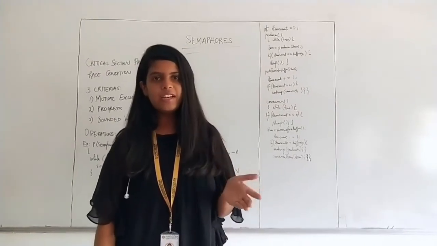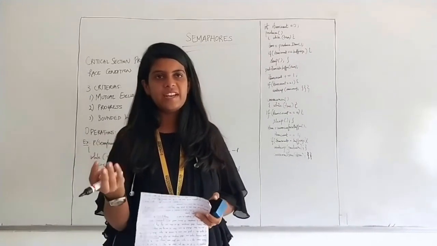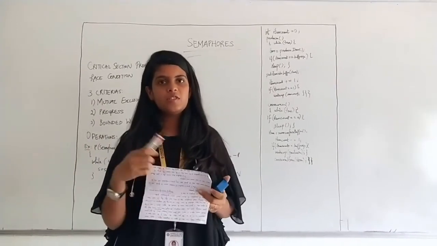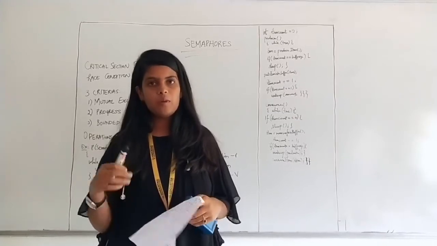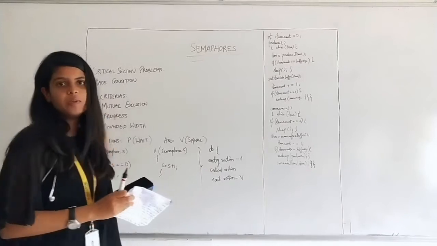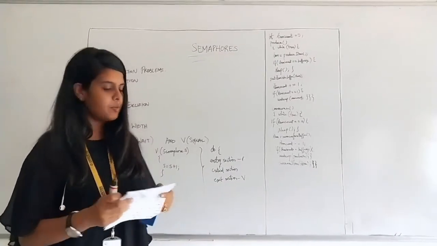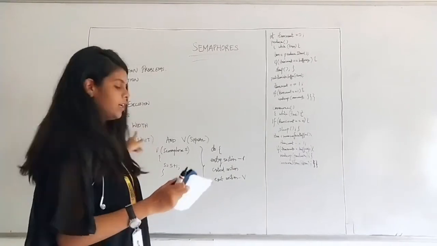But when it comes to shared data, the process tries to access the shared data, and suppose the shared data value is changed, then the process goes into the critical section, which results in a deadlock and the problem cannot be solved further. So there are three criteria which have to be ensured to make sure that the race condition doesn't happen. That is mutual exclusion, progress and bounded waiting.